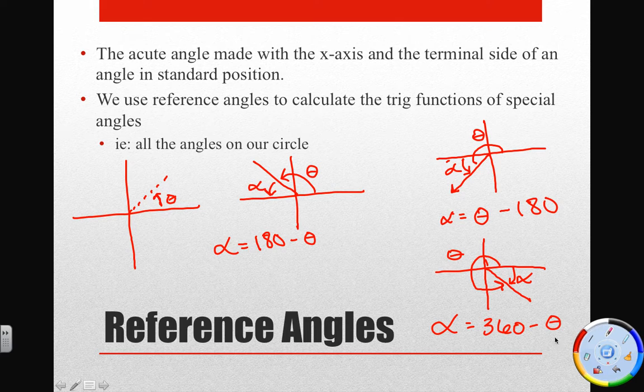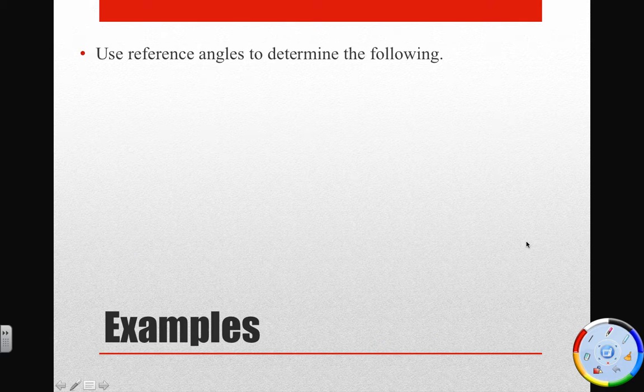Now, some of you guys are going to be able to do this a lot faster than having to do these little calculations. But this calculation, I think, for a lot of you guys is going to help a lot. To find reference angles in quadrant 4, you take the whole 360, you subtract the theta, you get whatever's left over. All right, so let's look at a couple examples.